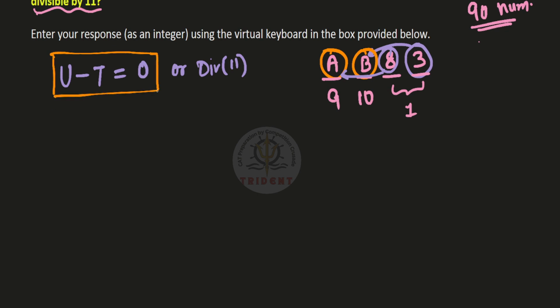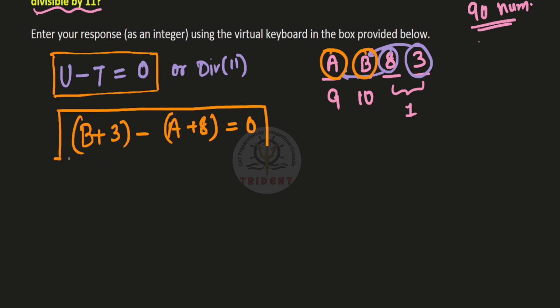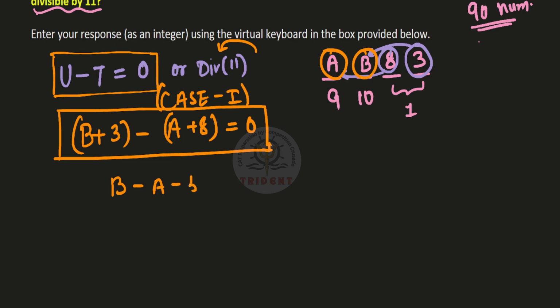If I add the digits starting from the unit digit in the alternate way, this can be written as b plus 3 minus a plus 8. That should be equal to 0. Now this is one of the cases. I should remind you that this is case number 1, because the other case is that the difference of these numbers can be divisible by 11 also. So this can be written as b minus a minus 5 equals 0.